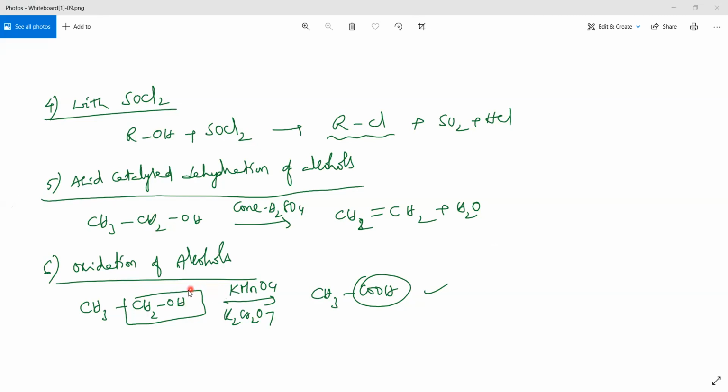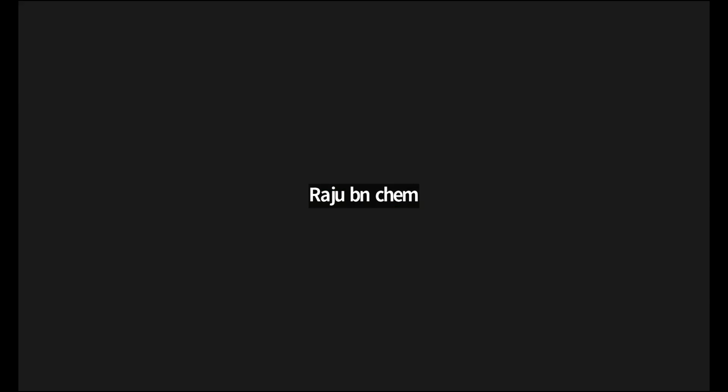Then oxidation of alcohols. CH2OH group is converted to COOH group. Here you can see the CH2OH group is converted into COOH group, right? So this is oxidation of alcohols. Then the next is important.